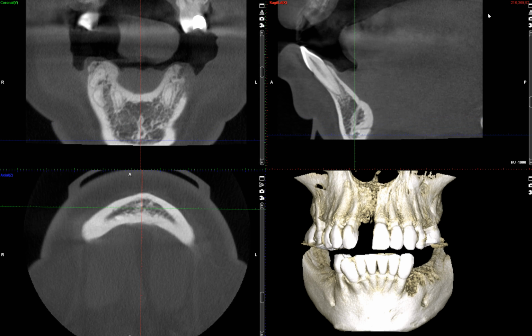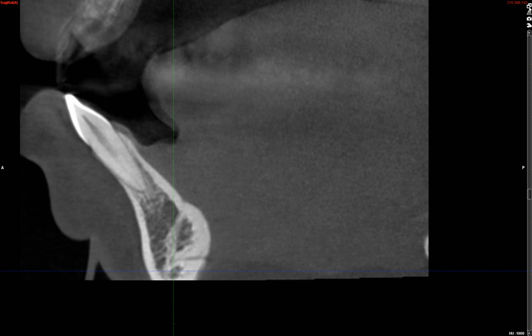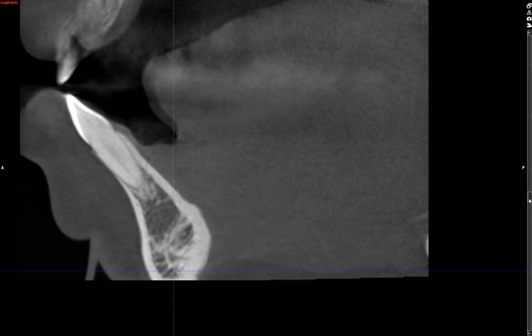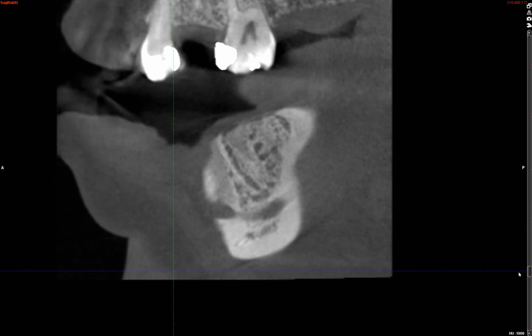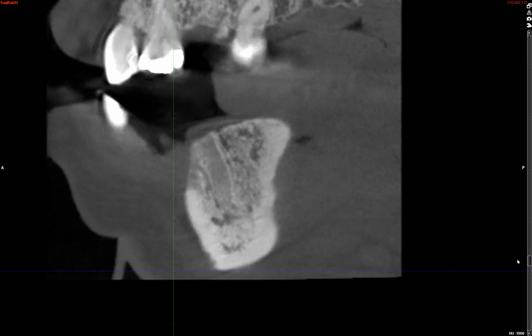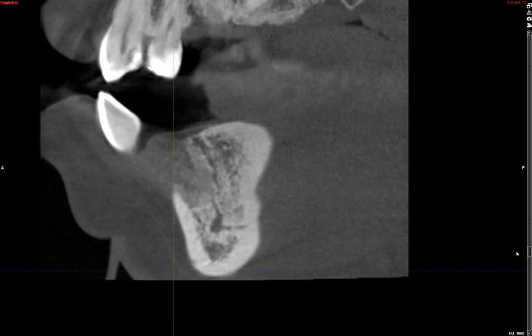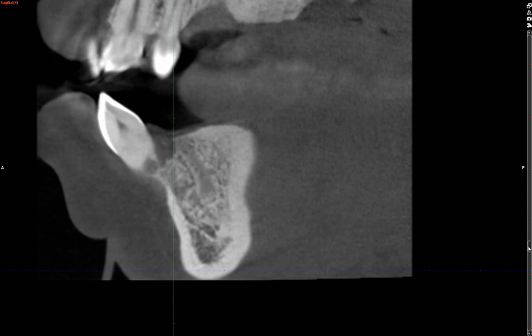Should we look at it in the sagittal view as well? So first of all, let's find the lingual canal. There it is. There's a mental foramen. You can see this incisive nerve has a lot of other branches that extend in multiple different directions, right?